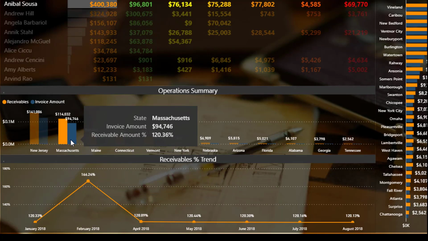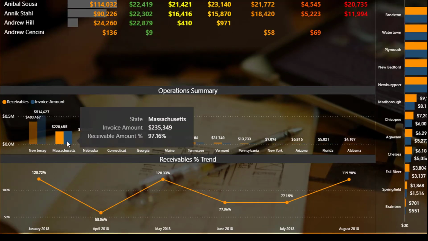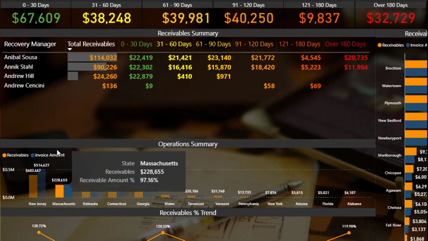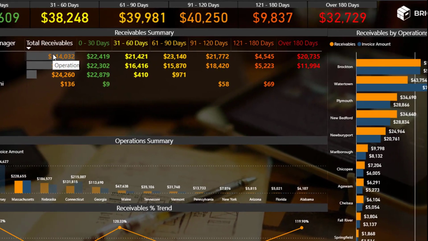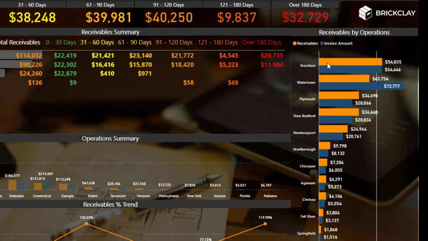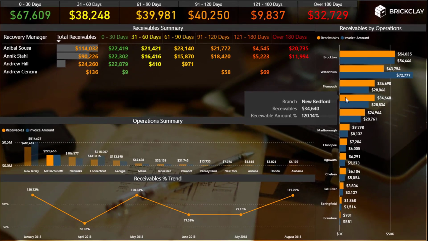If we select Massachusetts from the Operations Summary Chart, then we can see its invoice amount and outstanding receivables, aging buckets, responsible recovery managers and their breakups, and branches under Massachusetts.